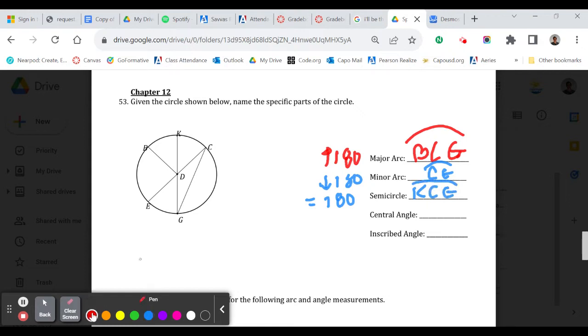A central angle would be like this angle here. That's a central angle. So we could say angle KDC. So it has a vertex at the center. Versus an inscribed angle would be like this, where its vertex is on the circle. So that would be angle KGC. So yeah.